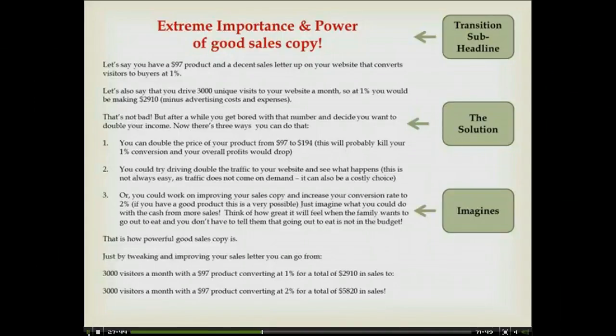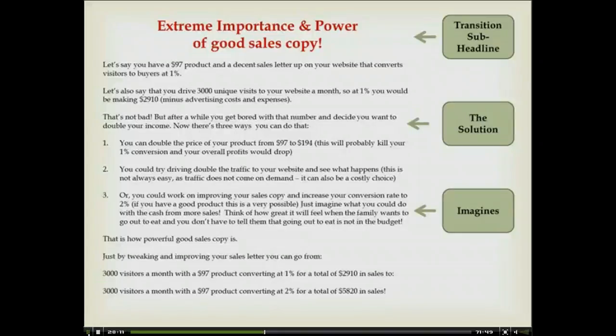Or you could work on improving your sales copy and increase your conversion rate to 2%. If you have a good product, this is very possible. Just imagine, now we're going to start going into the imagines, and start getting them to really start thinking about how good it's going to feel. Start getting them to paint a picture in their mind about what it's going to be like when they get a hold of your product and it starts helping them and they start getting results.